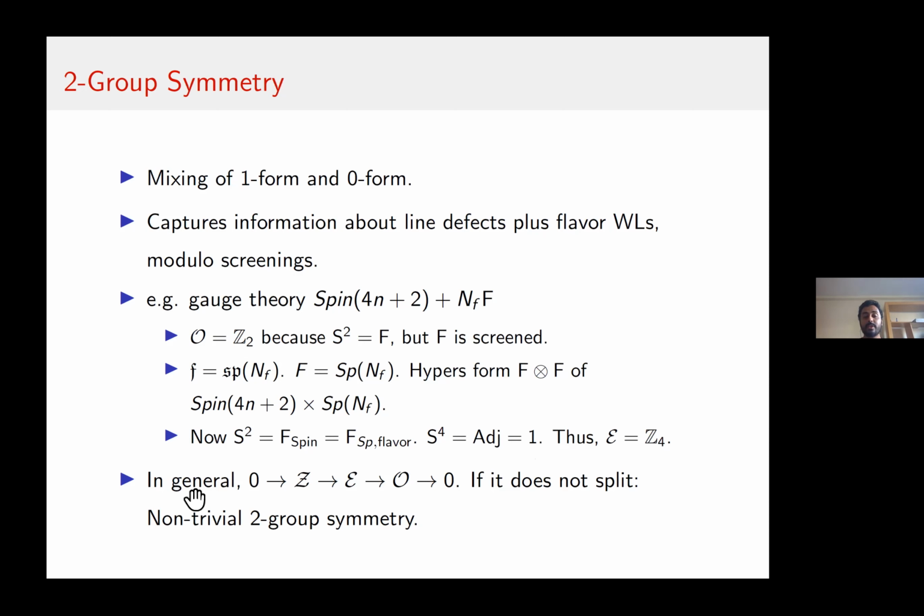So in general, in a general theory, what can happen is as follows. You have a 1-form symmetry, which, if you consider flavor Wilson lines as well, enhances to some group E, inside which sits some flavor Wilson lines Z that we were modding out to compute the global form of the zero-form flavor symmetry. And so these groups form a short exact sequence. And the condition for a non-trivial 2-group symmetry is that the sequence should not split. If the sequence splits, there is no non-trivial 2-group symmetry. But if it does not split, then you have a non-trivial mixing between the 1-form and zero-form symmetries.